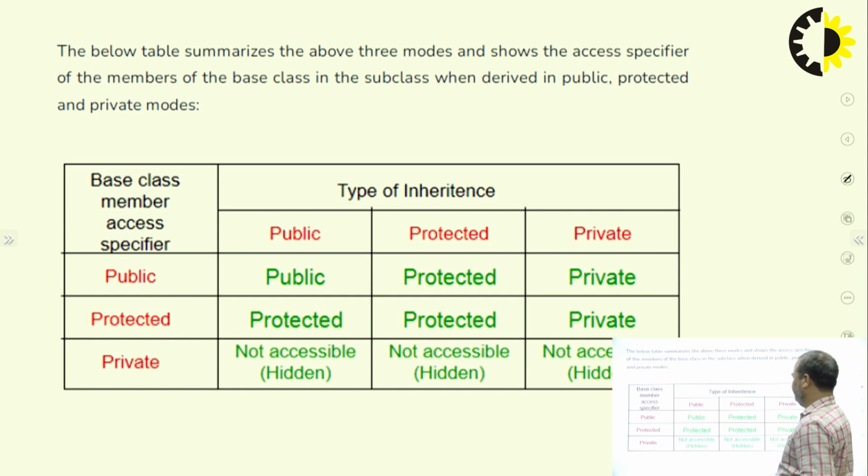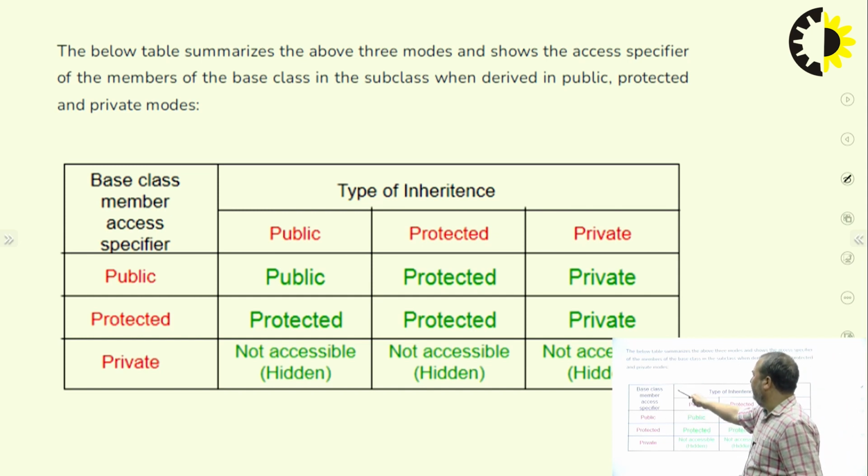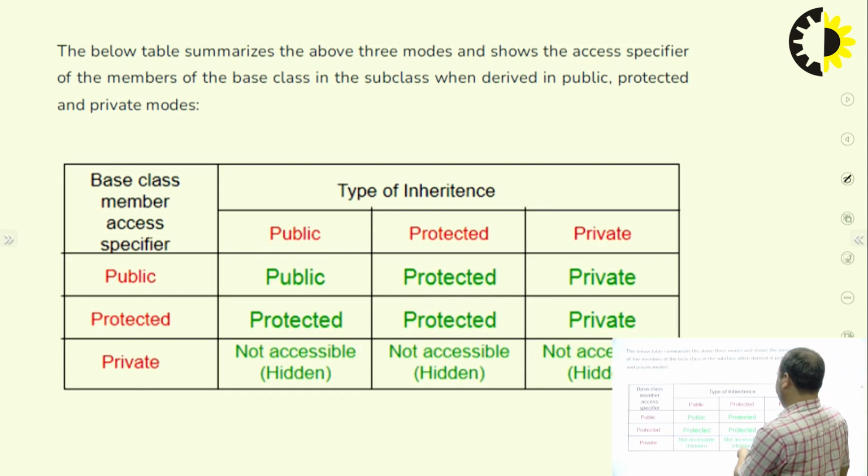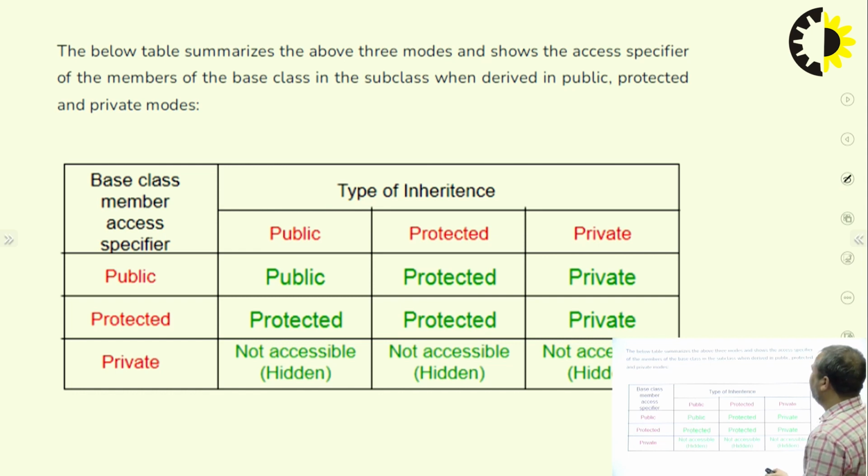See here, this is the type of inheritance and the base class member access specifier. If it is public, then the public member becomes public, protected becomes protected, and private becomes private. Let's see with the example. The below table summarizes the above three modes and shows the access specifier of the members of the base class in the subclass when derived in public, private and protected mode.